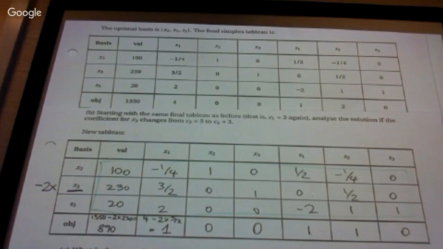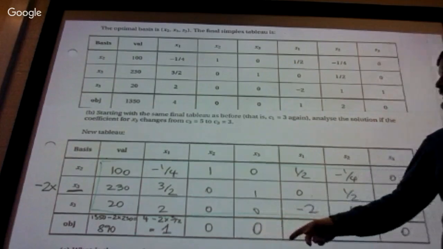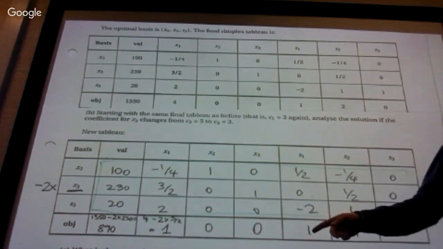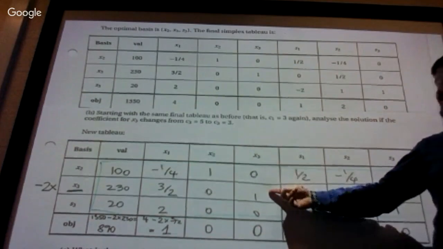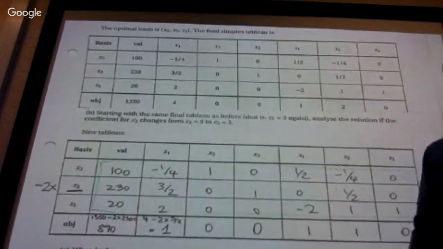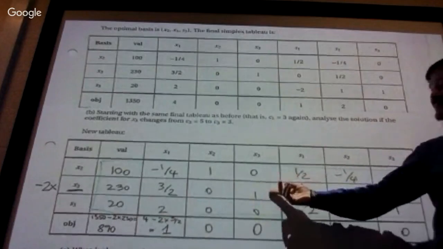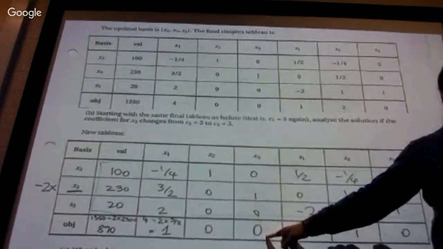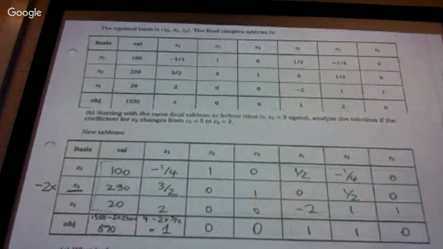So this also makes sense because this X3 entry, well, we took 5 times this, but then we subtracted 5 to get to 0. Now, we're taking 3 times this, and we need to subtract 3, so it stays 0.